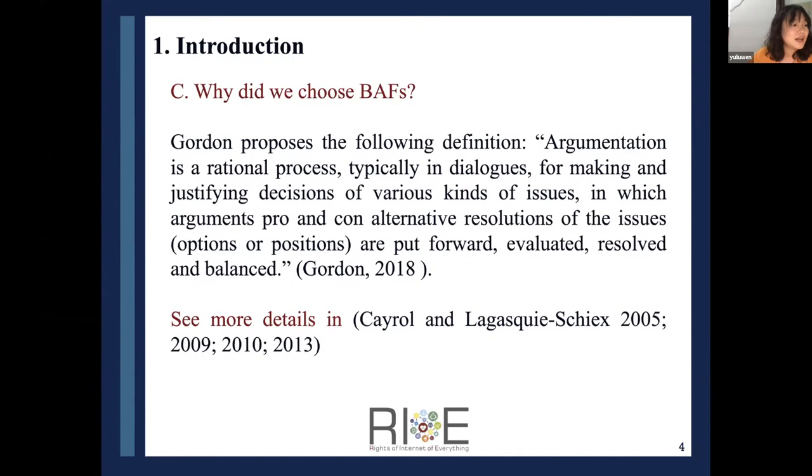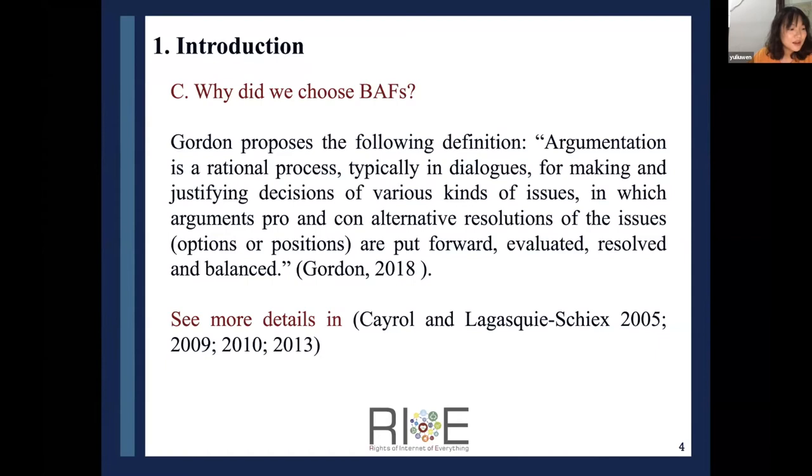In his requirement analysis for formal argumentation, Gordon poses the following definition covering more clearly argumentation in deliberation as well as persuasion dialogues. Argumentation is a rational process, typically in dialogues, for making and justifying decisions of various kinds of issues, in which arguments pro and con alternative resolutions of the issues, options, or positions are put forward, evaluated, resolved, and balanced. So at the abstract level, it seems that these pro and con arguments can be represented more easily in so-called bipolar argumentation frameworks, which contain, besides the attack relation, also a support relation among arguments.